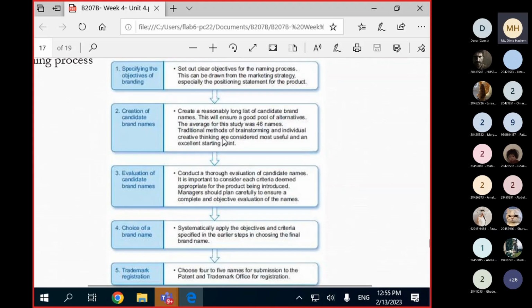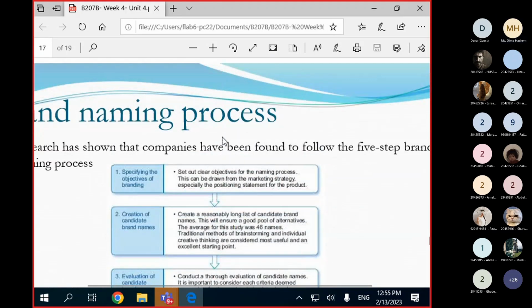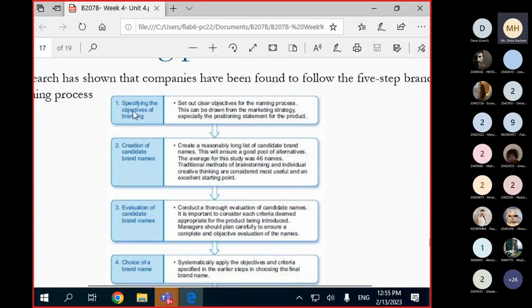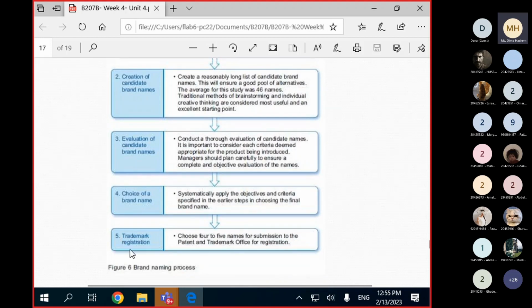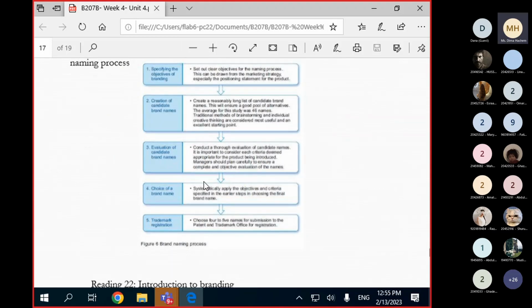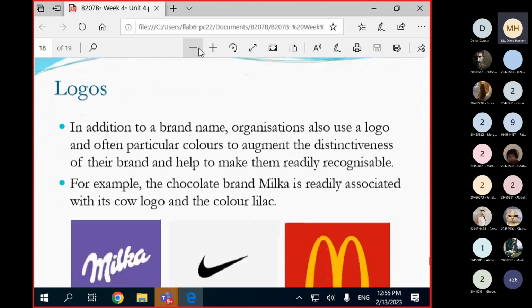Okay, so the next slide is about the brand naming process. First of all, you have to specify the objectives of the brand naming process. You create some candidates. Maybe you have 10 different options of what your brand name would be. Then you evaluate each one of them. You put the positives and negatives of each one. You choose a brand name, and then you have to trademark it so nobody else could use the same brand name that you are working on.